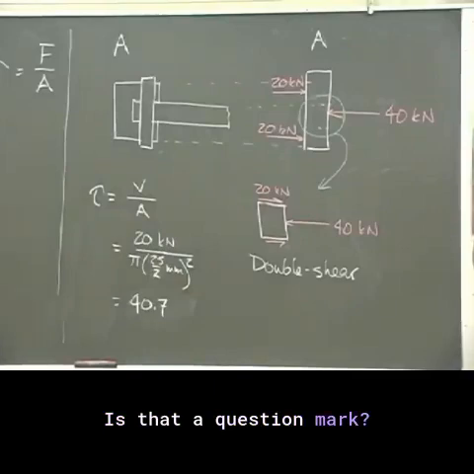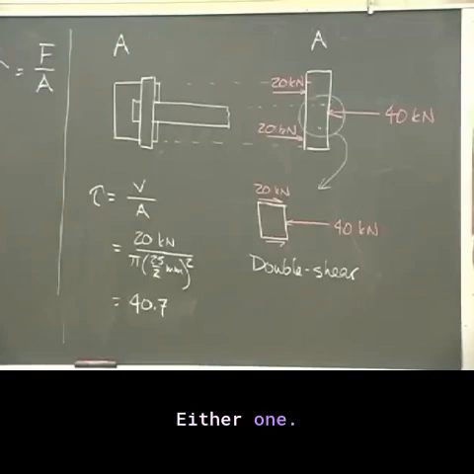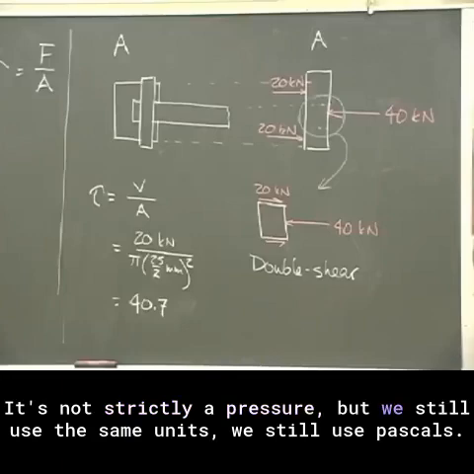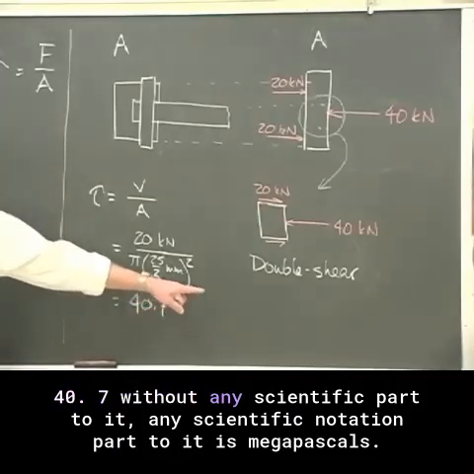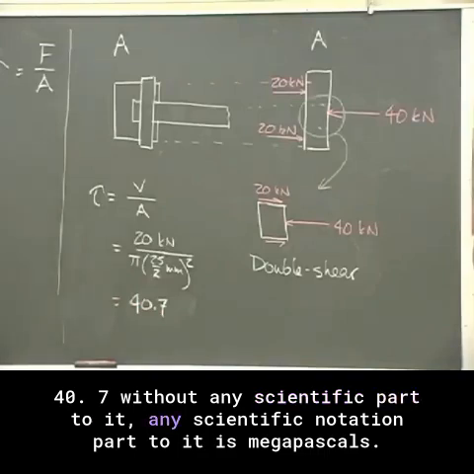Is that a question mark? I'm not sure if they use pascals in shear. Either one. It's not strictly a pressure, but we still use the same units. Still use pascals. 40.7 without any scientific notation part to it is megapascals.